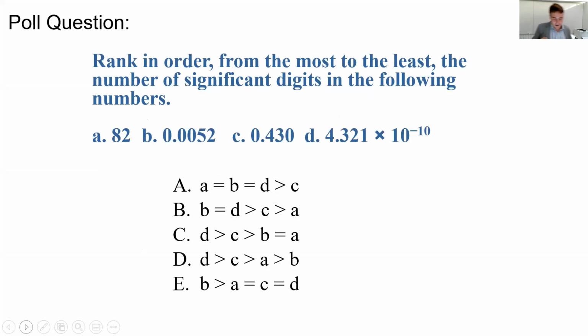So let's look at these numbers. There's 82. I think these should all be unambiguous. 0.0052 is B. 0.430 is C. And 4.321 times 10 to the minus 10 is D. So we're asking you to rank from the most to the least the number of significant digits in the following numbers. So I'm going to start the polling, which hopefully doesn't cover this up for you. Relaunch poll. I can see what you think.